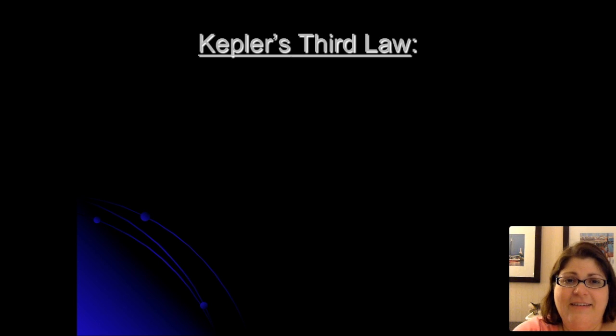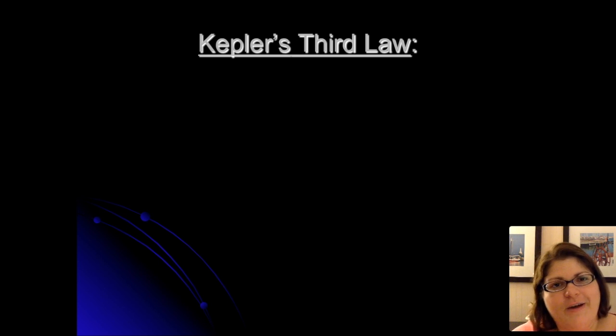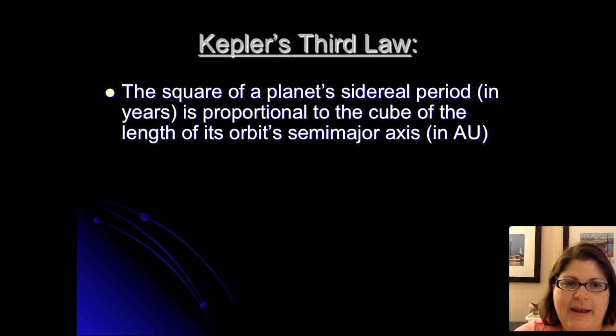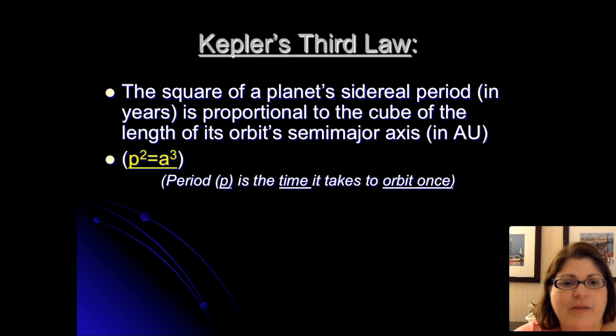Finally, Kepler's last law, the third law, can be a kind of a beast mathematically, but it's pretty easy to figure out intuitively. So mathematically, the wording is: the square of a planet's sidereal period in years is proportional to the cube of the length of the orbit's semi-major axis. That's a mouthful. So period, in that language, basically describes how long it takes the planet to make one orbit. The semi-major axis, remember, is the average distance.